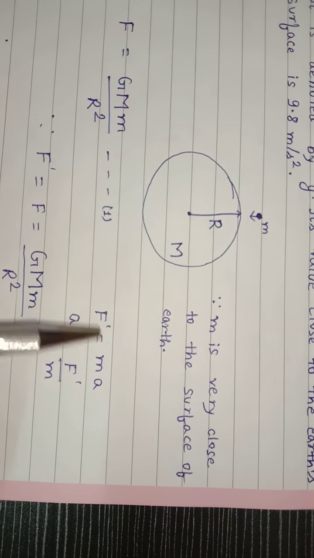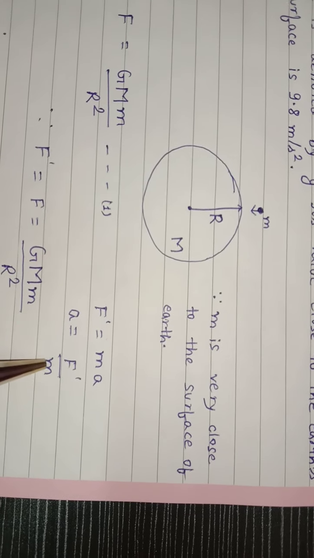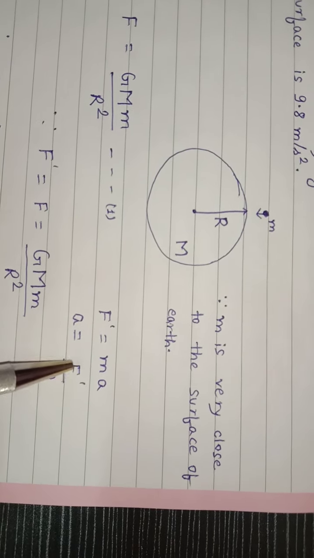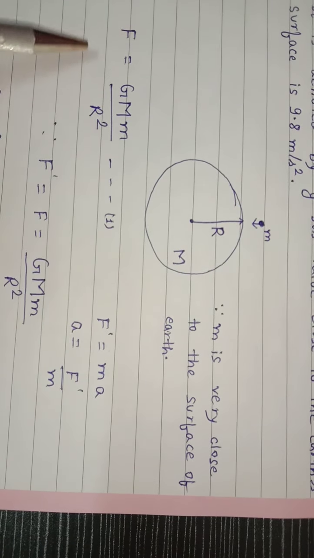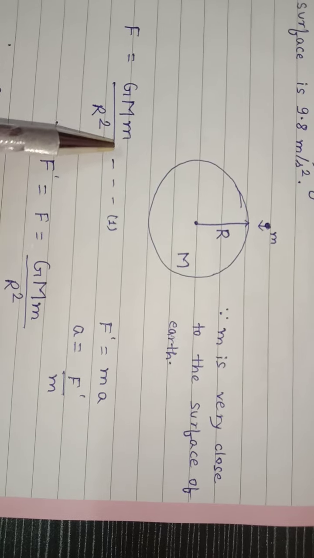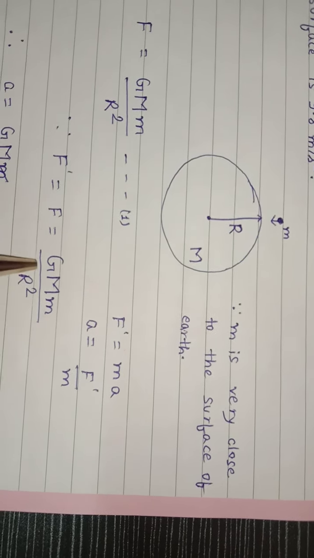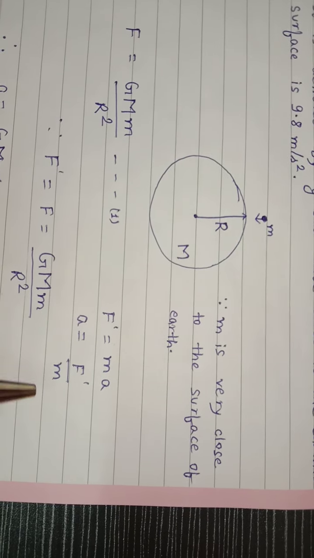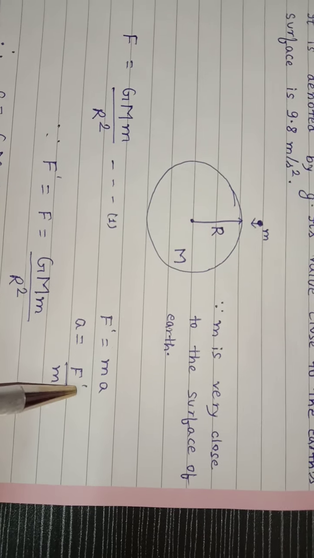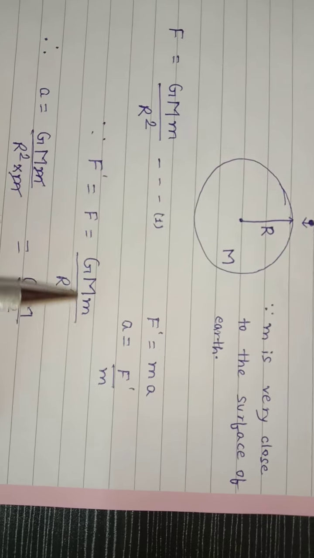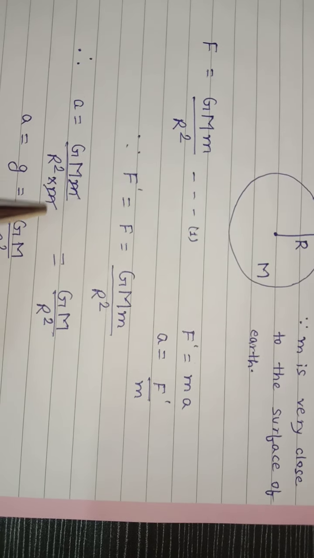That means the acceleration produced in the body is equal to the force acting on the body divided by the mass of the body. Now this force acting on the body is nothing but the force of gravitation acting on the body, which is F is equal to G M m by R square. Now F dash is nothing but F. Now we will put the value of F in the place of F dash. Now acceleration will be G M m by R square divided by small m. Now small m will get cancelled.